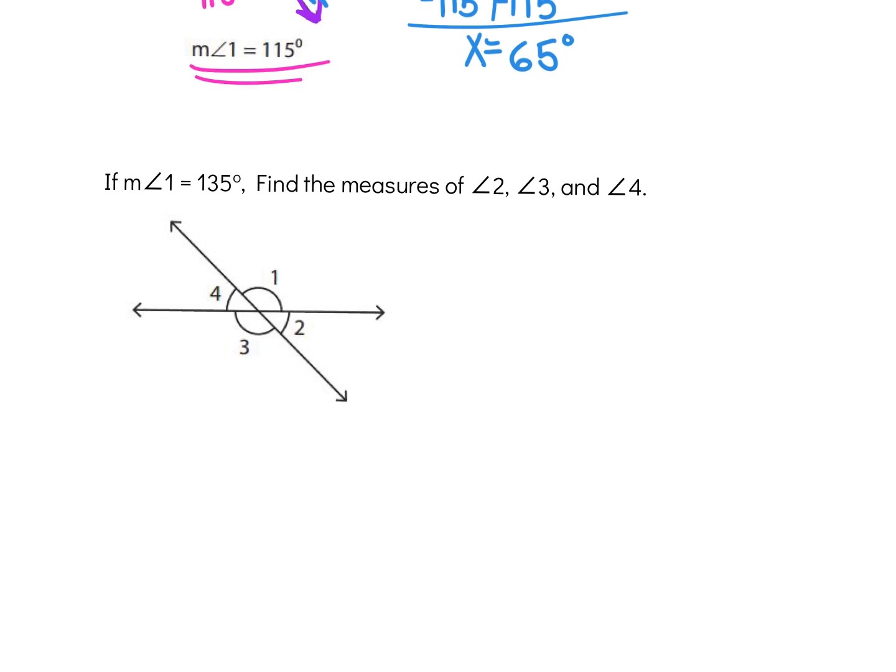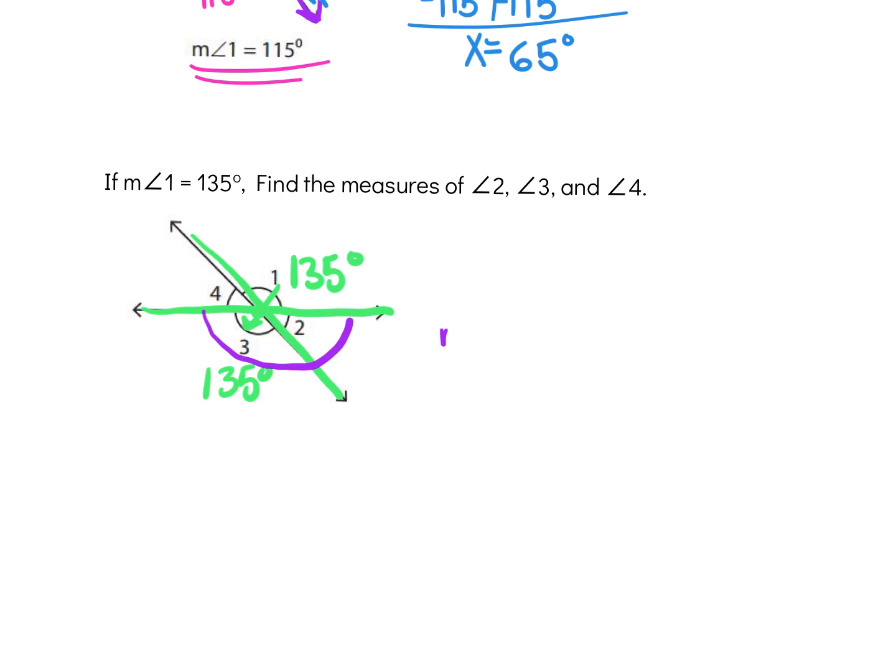The next example, if the measure of angle 1 is 135 degrees, so this angle right here is 135 degrees, we're first going to use our vertical angle relationship. So we know this intersection right here, the angle across from that is also 135 degrees. We need to figure out what 2 and 4 are, so we're going to use that supplementary relationship.